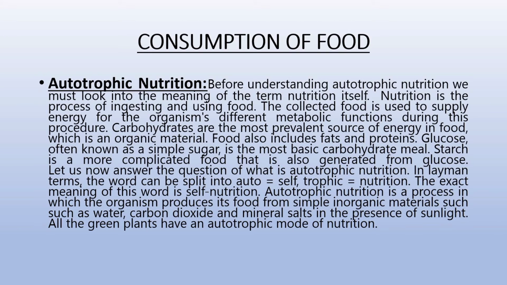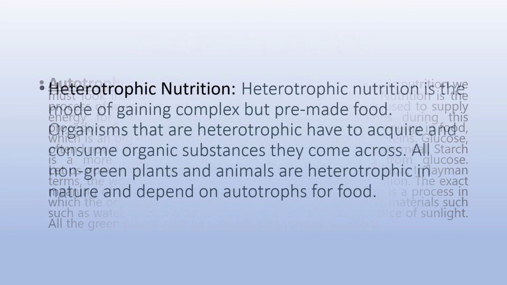In layman's terms, the word can be split into auto, self, and trophic, nutrition. The exact meaning of this word is self-nutrition. Autotrophic nutrition is a process in which the organism produces its food from simple inorganic materials such as water, carbon dioxide, and mineral salts. In the presence of sunlight, all the green plants have an autotrophic mode of nutrition.